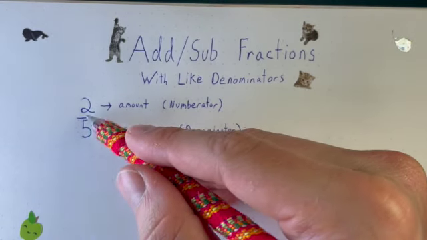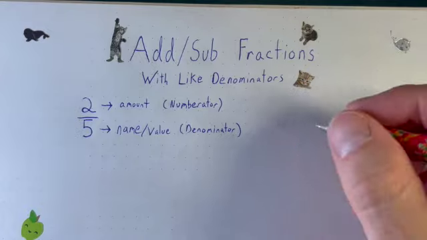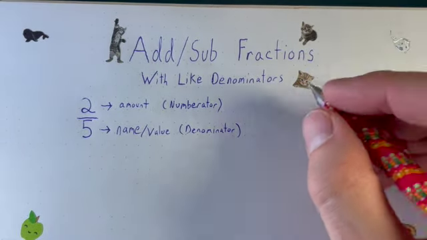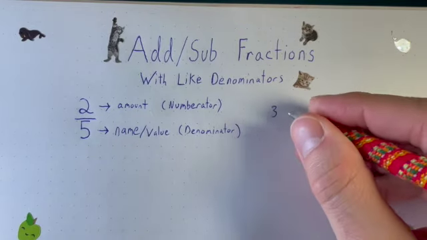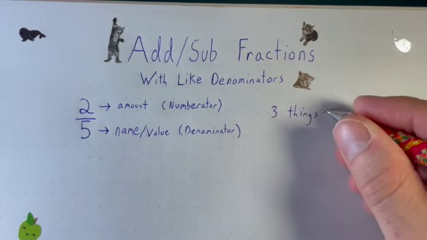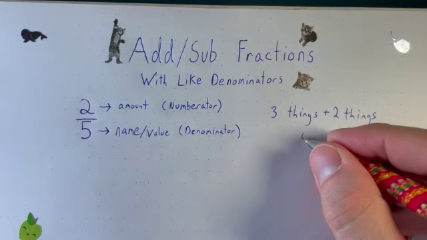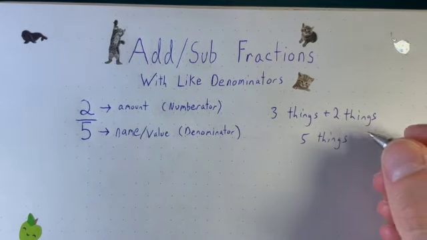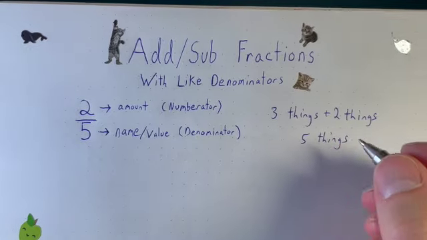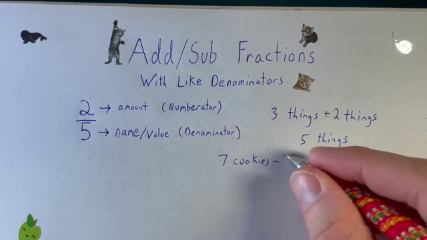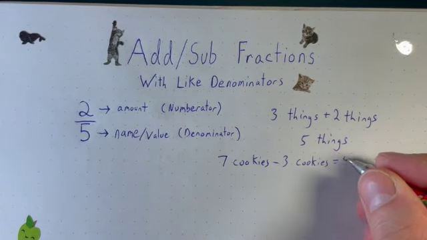So what that means is when we add and subtract fractions, we can think about it like adding or subtracting a thing. So if we add 3 things and 2 things, so 3 things plus 2 things, we will end up getting 5 things. We could even do this with birds or cookies. So if we start with 7 cookies and we take away 3 cookies, we'll have 4 cookies left.